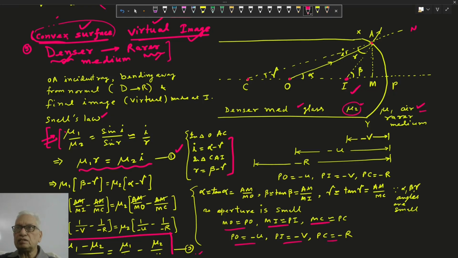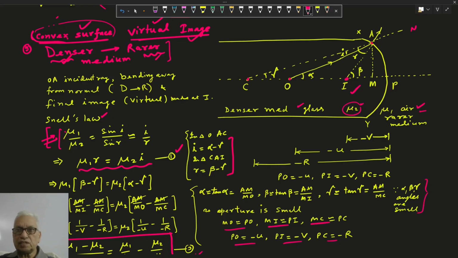In this triangle CAO, i is equal to alpha minus gamma, and similarly in triangle CAI, r is equal to beta minus gamma. Putting the values of r and i here. Now again alpha, beta, gamma are small. So alpha is tan alpha, AM upon MO. Beta is tan beta, AM upon MI. Gamma is tan gamma, AM upon MC. Alpha, beta angles are small. Now put it here. AM cancels out.